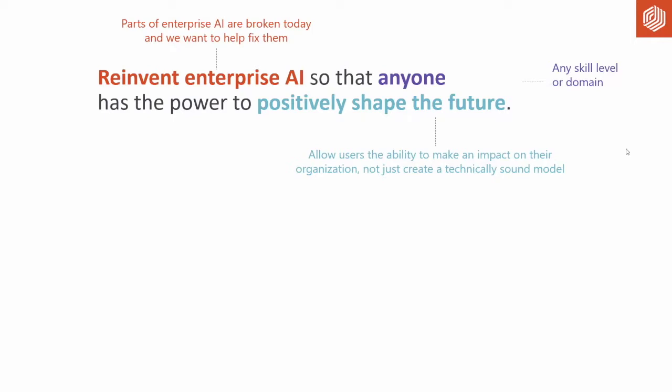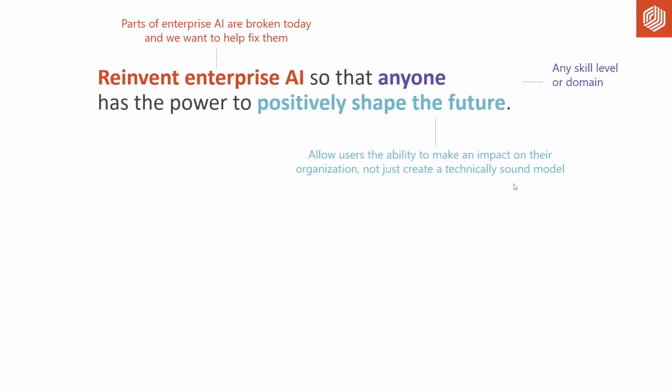What does running the data science team mean? Well, I help customers to reinvent enterprise AI so that anyone has the power to positively shape the future. And with anyone, I really mean the full spectrum of people. On the one side, we have data scientists; I work with subject matter experts, I work with business analysts, and all of them want to build sound models, but not just sound models, but models which you can put into business processes and which are actually viable and valuable. So that's what I'm helping.